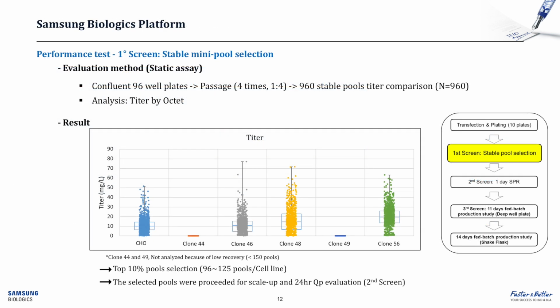For the performance test primary screen, selecting the mini pools that we want to put forward into single-cell cloning, you can see very early on in our development workflow, we could see some promise of the hosts that we had isolated and generated. So clones 48 and 56, yellow and green, you can see both the mean and the peak titer here, screened by the octet, in mg per liter, is an improvement over our CHO control. We took the top 10% of these pools and moved them forward into the workflow screen.